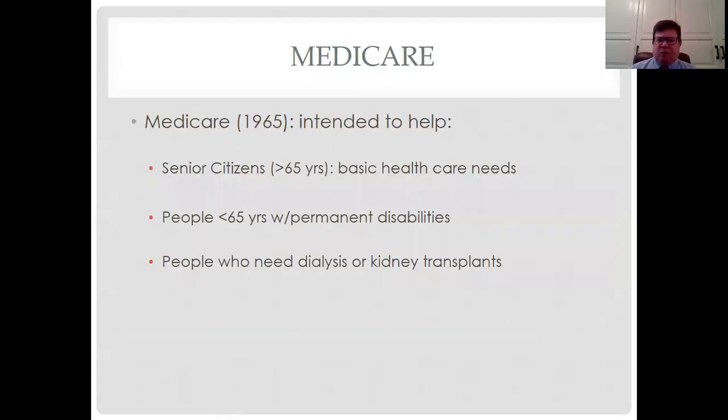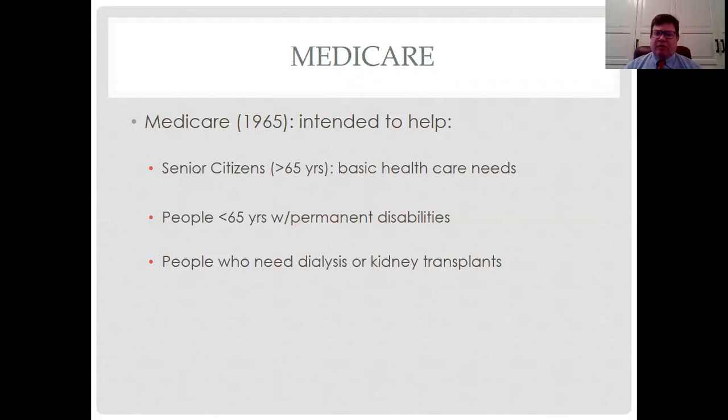First of all, Medicare was adopted as part of the Great Society programs in the 1960s under President Johnson, founded in 1965. The goal of Medicare is to help a couple of groups of people. Typically, we think of it as being a program for senior citizens, people that are over the age of 65, so that they can get their basic healthcare needs met.